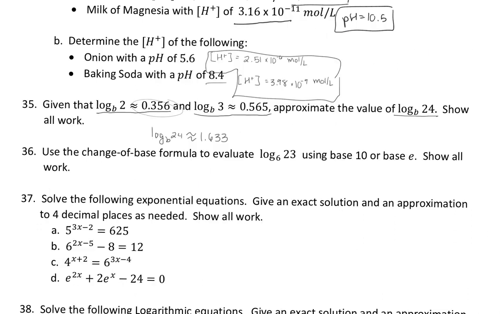Moving on to problem 36, we're asked to use the change of base formula, get to that in a second, to evaluate log base 6 of 23 using either base 10 or base e. We want to show all work for that. So the change of base formula looks like if I have log base a of b, and I wanted to get it to log base c, this is the same as doing log base c of b over log base c of a. So that's how we would convert to a different base for this.